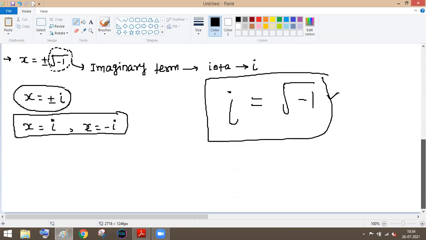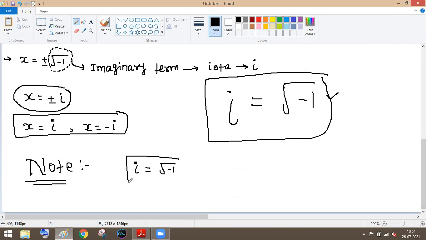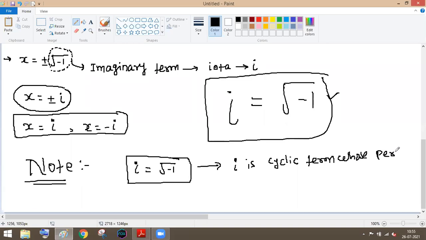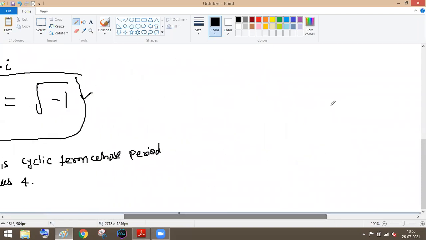Okay, so at last, what is the main point about this imaginary term? That is iota equal to root over -1. Iota is root over -1. And it is found that iota is a cyclic term, whose period is 4. What is the meaning of cyclic term?